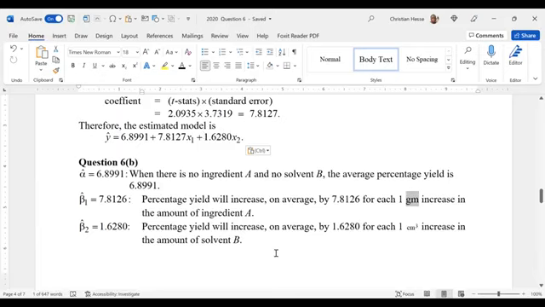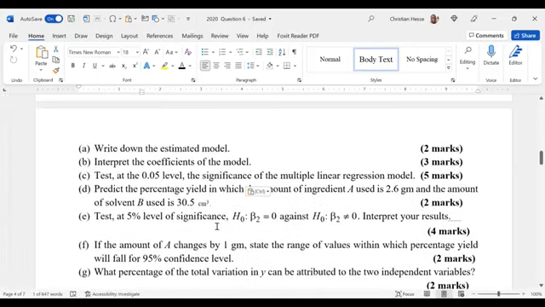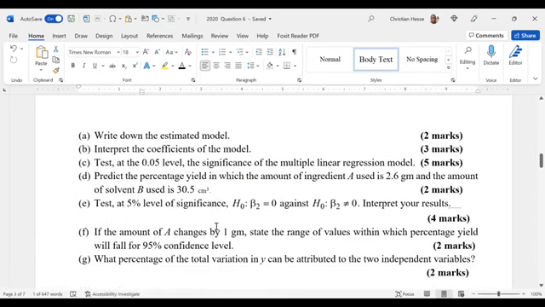And what's the interpretation of this coefficient? It means for every 1 unit increase in the amount of ingredient B, the corresponding average increase in the percentage yield will be 1.6280. That is the interpretation. So that answers B. So we go to C. What is C?